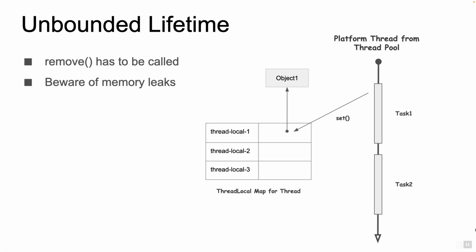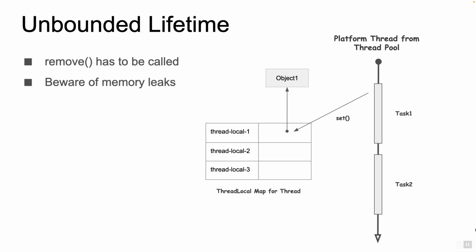So let's say you're using a thread pool, obviously with the platform threads. If you look at an individual thread inside the pool, it's running different tasks continuously. You see in the diagram task 1 and task 2 submitted by other threads. Task 1 sets a thread local right over here. What happens when the developer forgets to call remove at the end of the task 1?